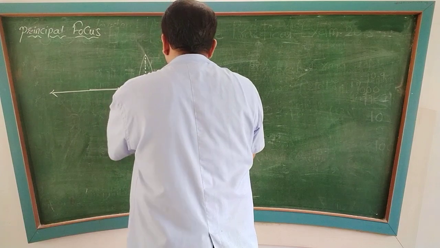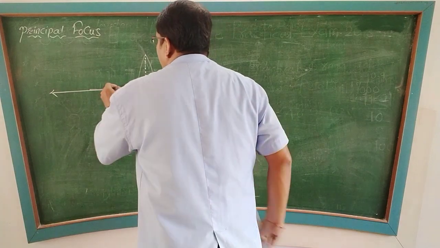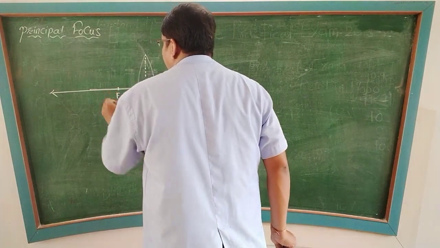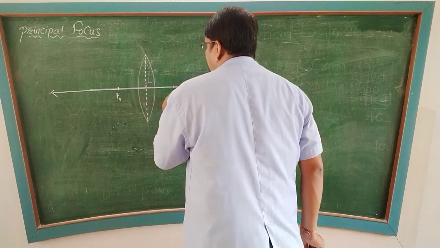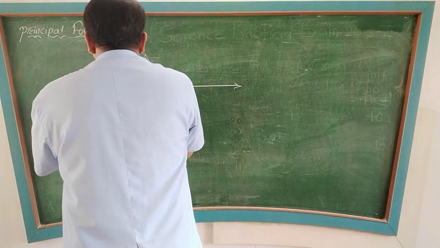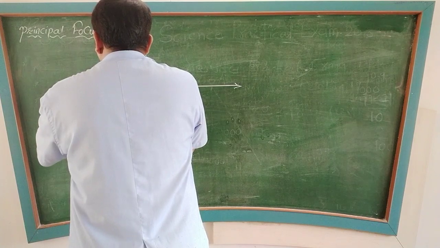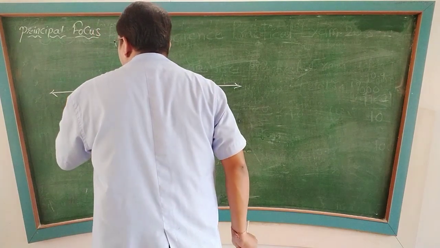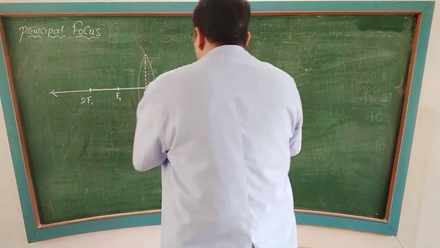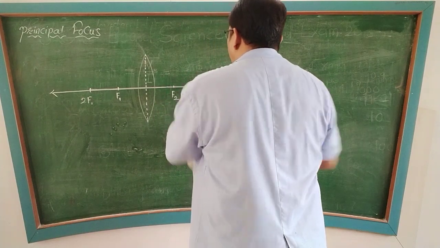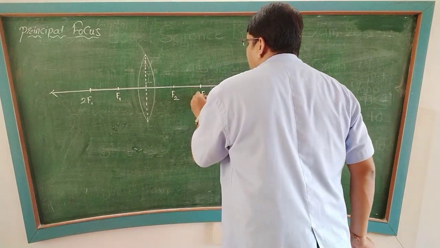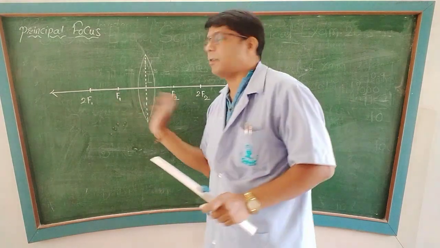So this is F1 and this is F2. And at the same distance, from F1 at distance 5, I will have 2F1, and from F2 at a distance 5, I will have 2F2. I am pointing this first only.